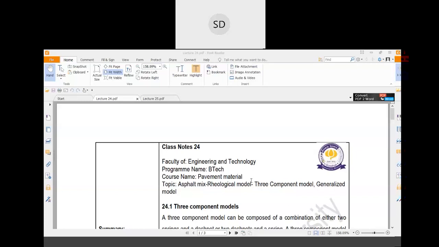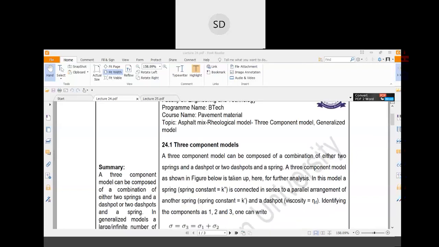Now, based on this Maxwell model and Kelvin model, as they are comprised of only two components, those models are called two-component models. Now, in this same type of model, that is, a model using the spring and dashpot, if you use three components, like two springs and one dashpot, or two dashpots and one spring, in such cases this type of model is called a three-component model.